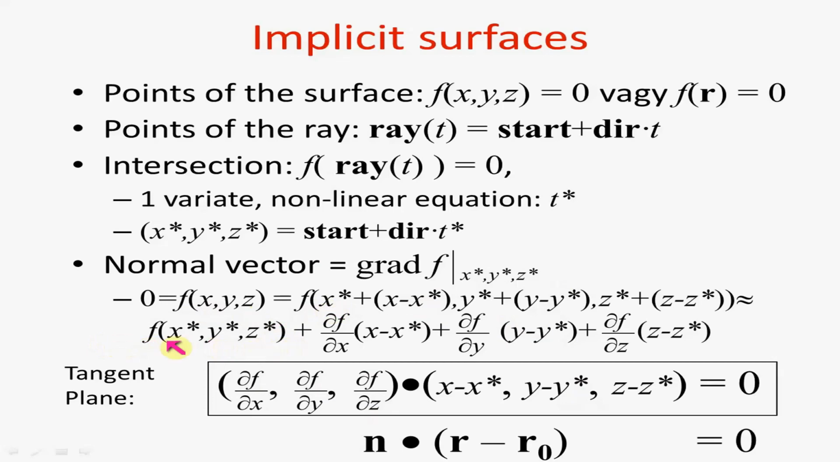After Taylor's approximation, we can say that this term is 0 because the intersection point is on the surface. And we are left with this expression, which is equivalent to the equation of a plane where x, y, z are the Cartesian coordinates of the running point. X star, y star, z star is the position vector of the plane, and the three partial derivatives are the components of the normal vector.